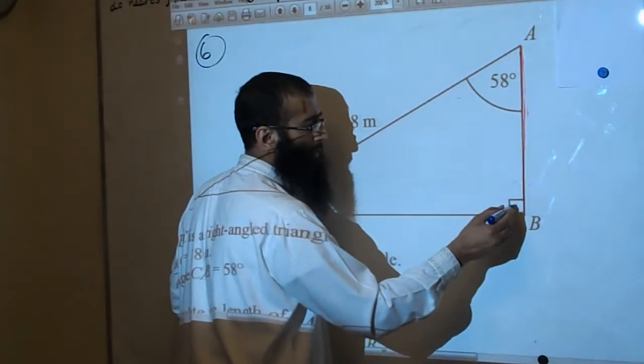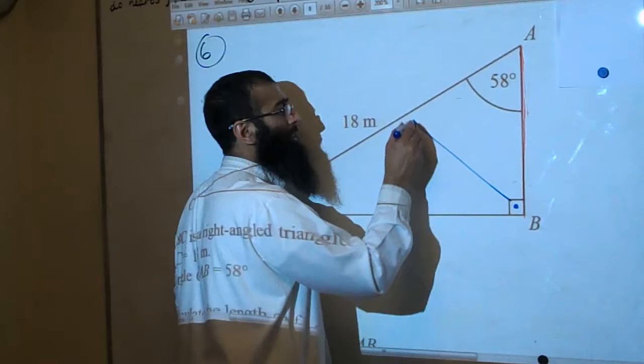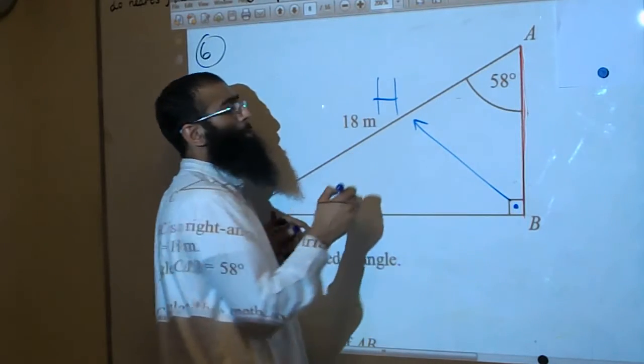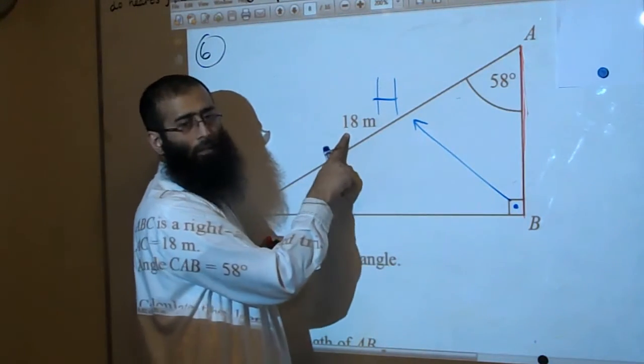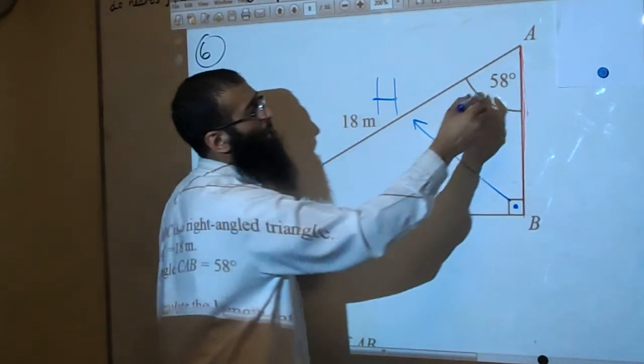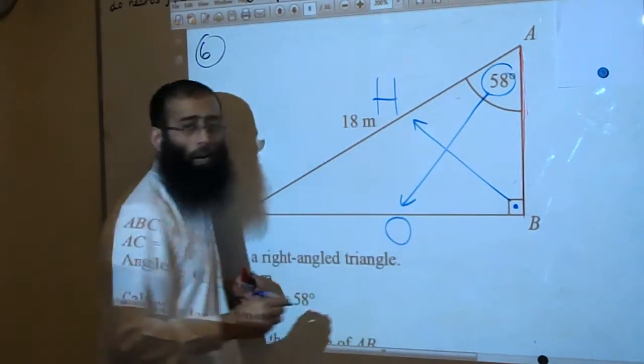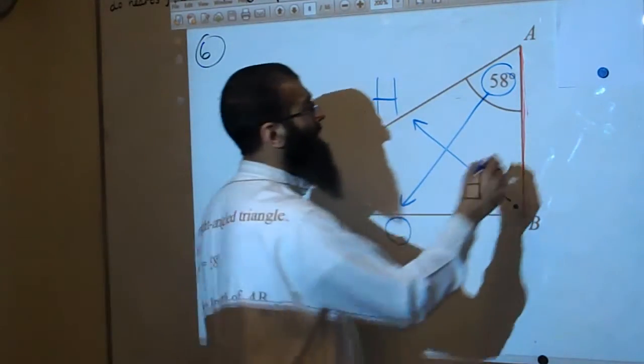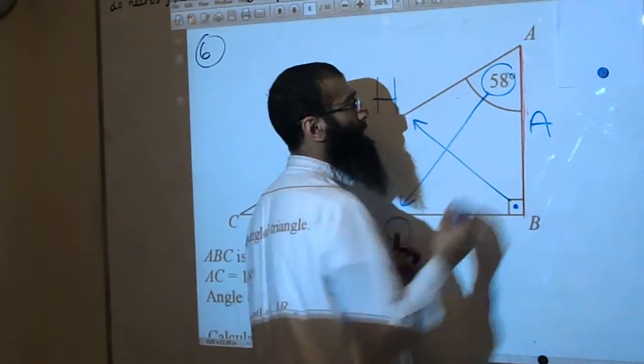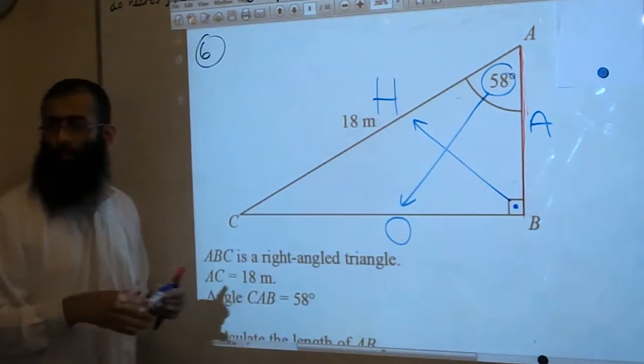Now I will start at the right angle. Opposite the right angle is the hypotenuse, which is 18. Okay, we've done that first, so we label it. And then opposite the angle they gave you is called the opposite. And the leftover side is called the adjacent. So we first of all label the diagram.